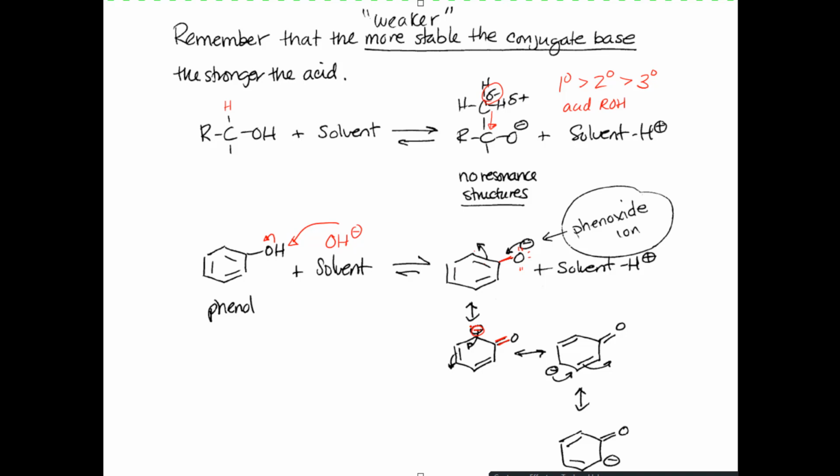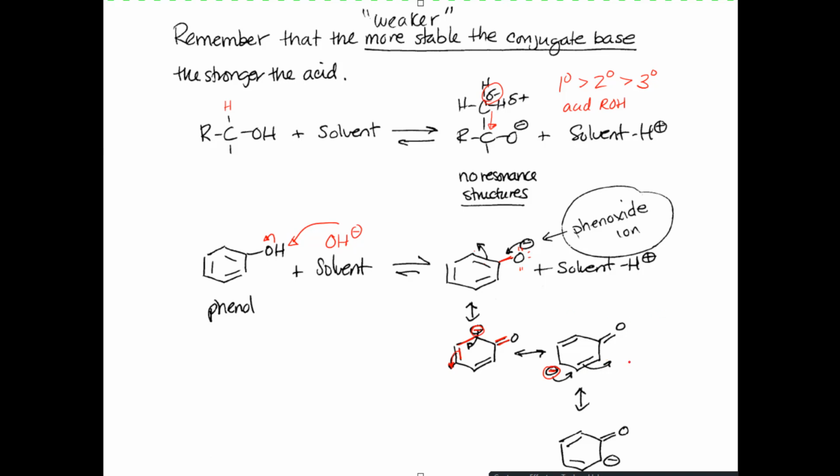Well, I could then take that pair of electrons and move it to form a double bond here, and then take this pair of electrons and give it to this carbon. So I can have the negative charge there. And in this case, the negative charge represents a pair of electrons. And then I can do that a third time.